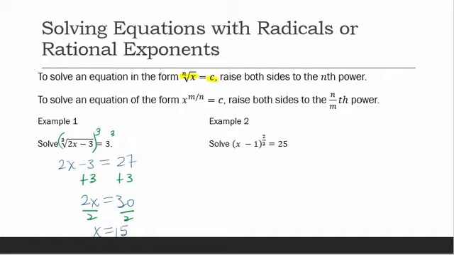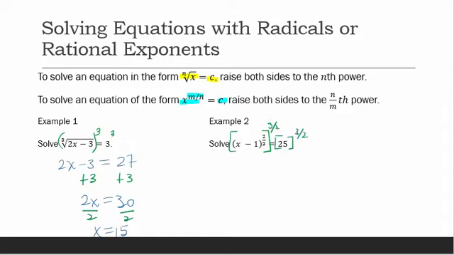On the other hand, if we have an equation in this form, x to the m over n is equal to c, some constant, we're going to raise both sides to the reciprocal, or the n over mth power. So if we want to solve x minus 1 to the 2/3 is equal to 25, we'll raise each side of the equation to the 3/2.